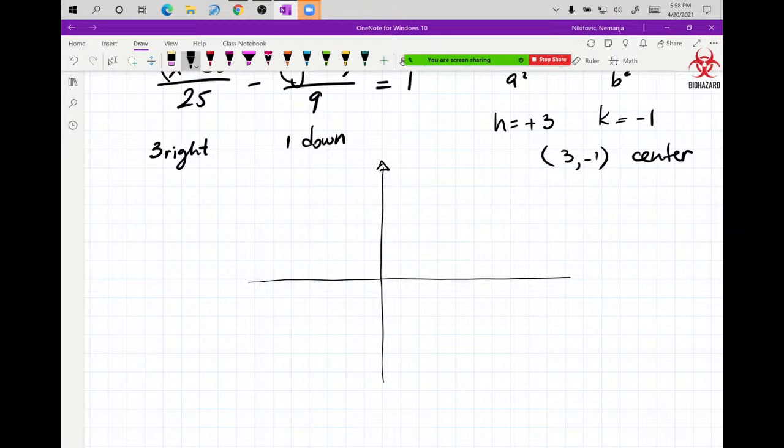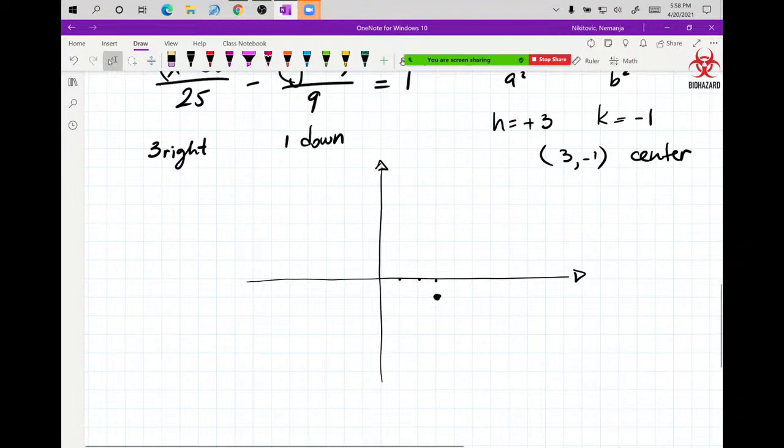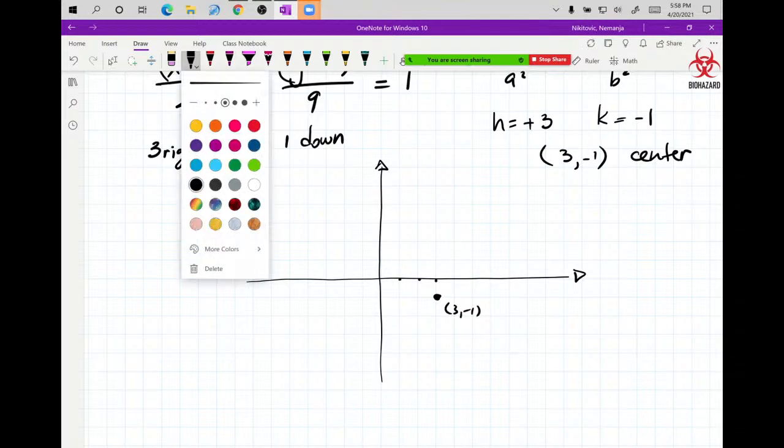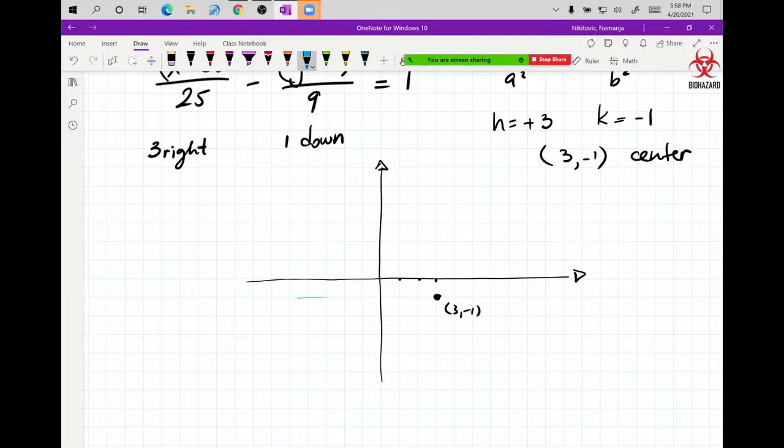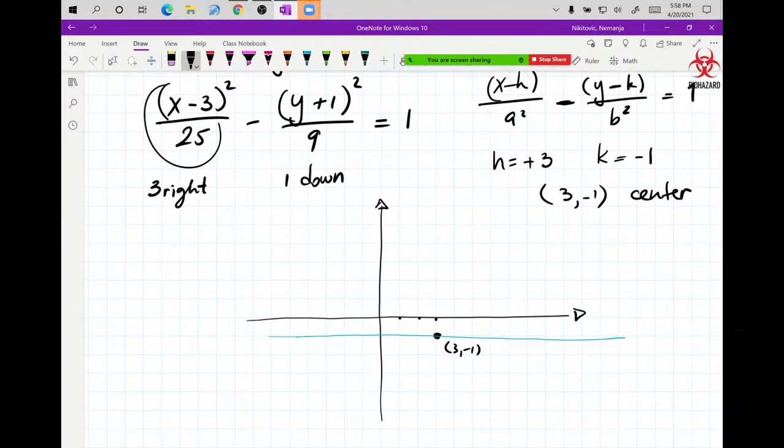And then we're going to go 3 units to the right and 1 unit down. So this is where 3, negative 1 is, and that is where the center of the hyperbola is. Now that creates this line that I'm going to erase later. That creates the new line on which you are supposed to draw your hyperbola. And on that line, you have to go 5 units left and right, because 25 is associated with x. And we know 25 is 5 squared.